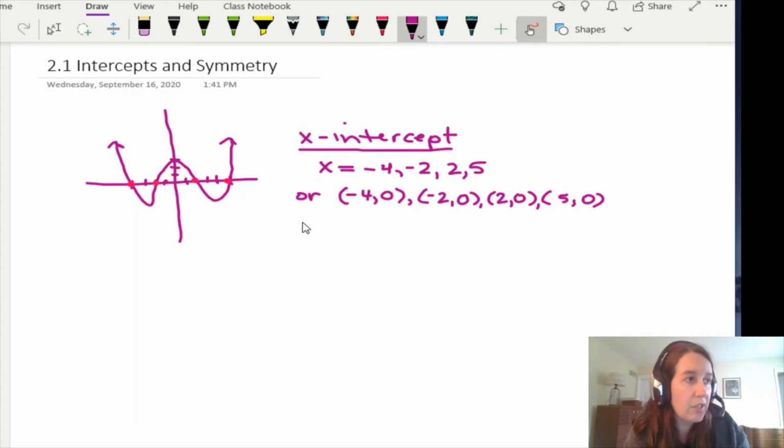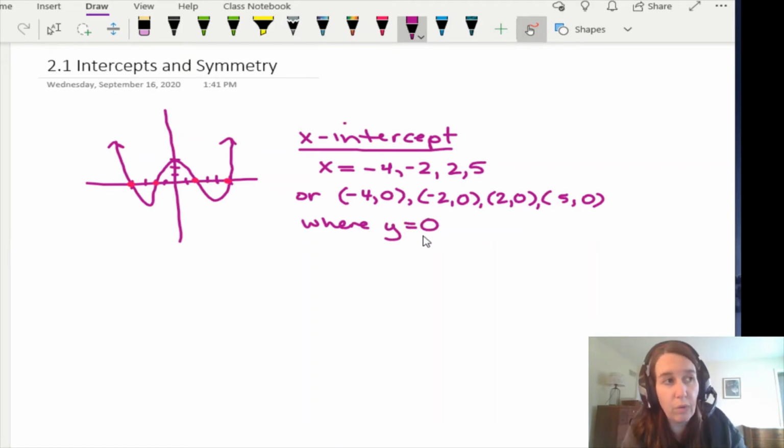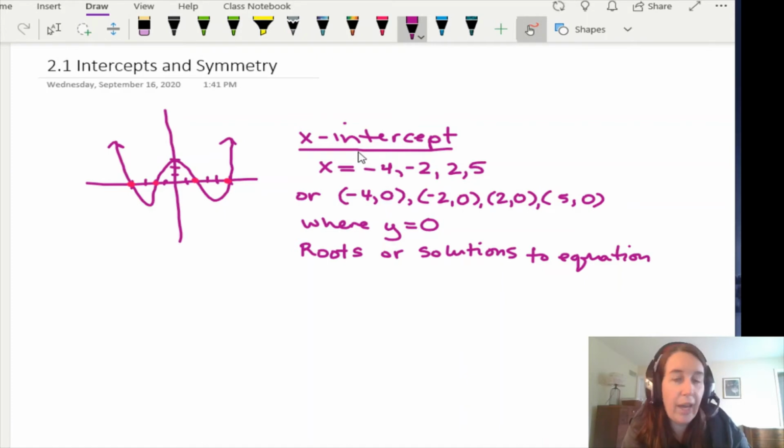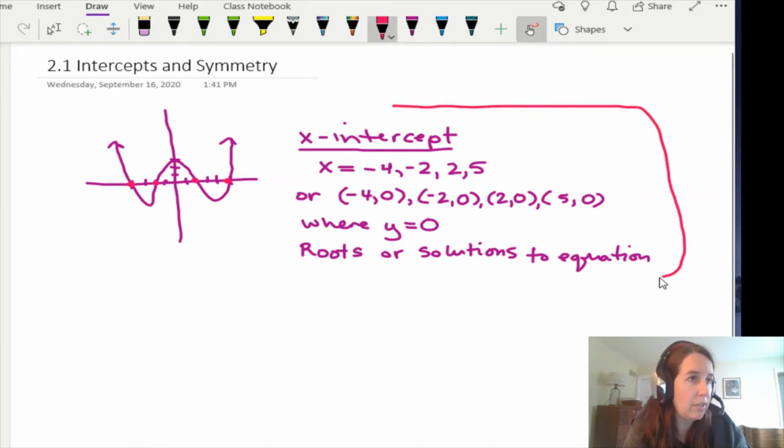And to find x-intercepts, all you have to do is find where y is equal to 0. And that'll help us when we're doing it with equations. And another way to say x-intercepts is to call it the roots or the solutions to an equation. So you're going to want to be familiar with all those terms. So x-intercept, you could be asked, or roots or solutions, kind of all means the same thing there. Okay, so there's our x-intercepts.